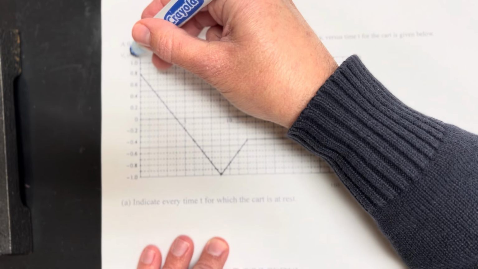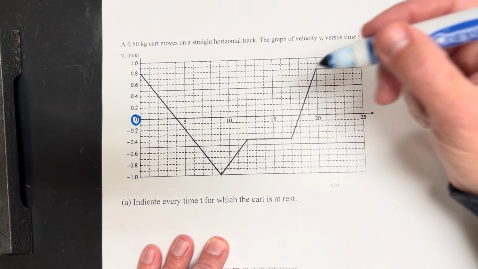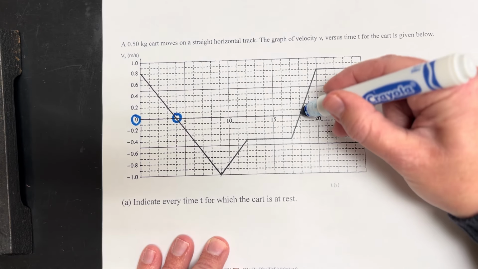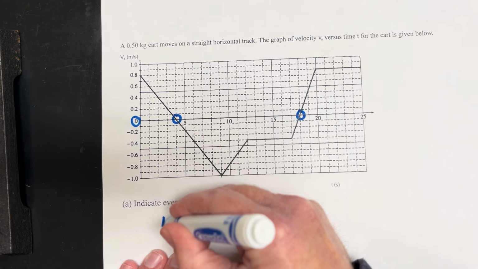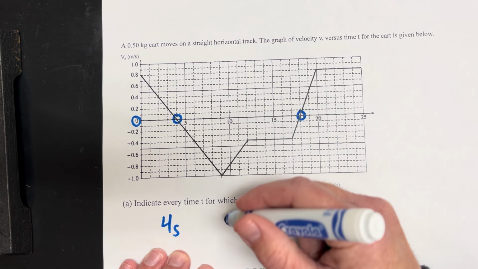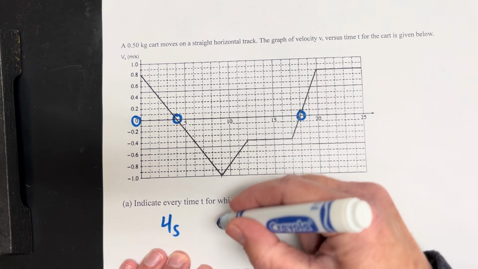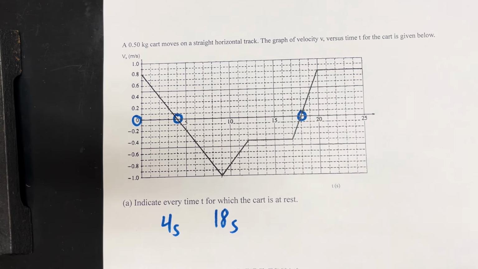Well, this is the velocity, so 0 velocity or at rest is right along the x-axis. So that means right here and right here. So basically at 4 seconds and also there at 18 seconds are the two times in which we are at rest.